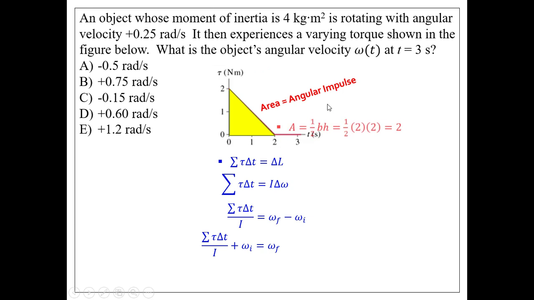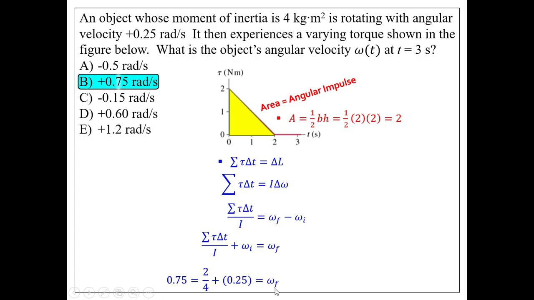So I'm just gonna go ahead and find the area here. This is a triangle, so I'm just gonna do 1/2 times base times height. The base is 2 and the height is also 2, so it'd be 1/2 times 2 times 2, which is just 2. So the area is just 2, so I can just use that area and replace it for net torque times time. So net torque times time in the numerator here, that's just 2 by just looking at the area. The moment of inertia is 4, and the initial angular velocity is given as positive 0.25. So if you do this, 2 over 4 is 1/2, which is 0.5, and then 0.5 plus another 0.25, which is 0.75. Okay, and that's choice B.